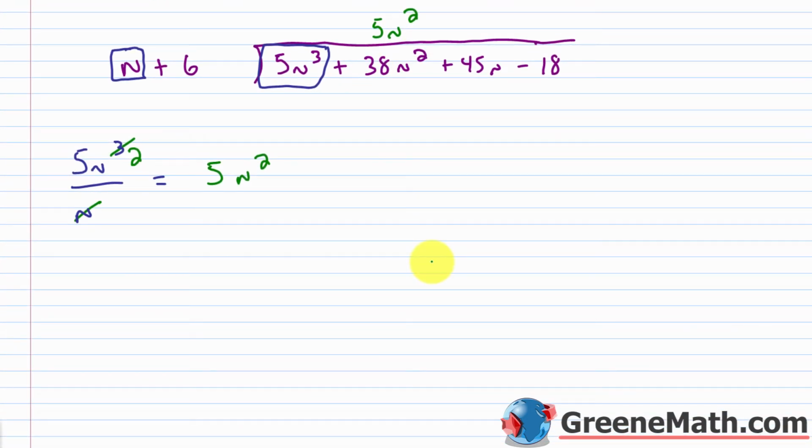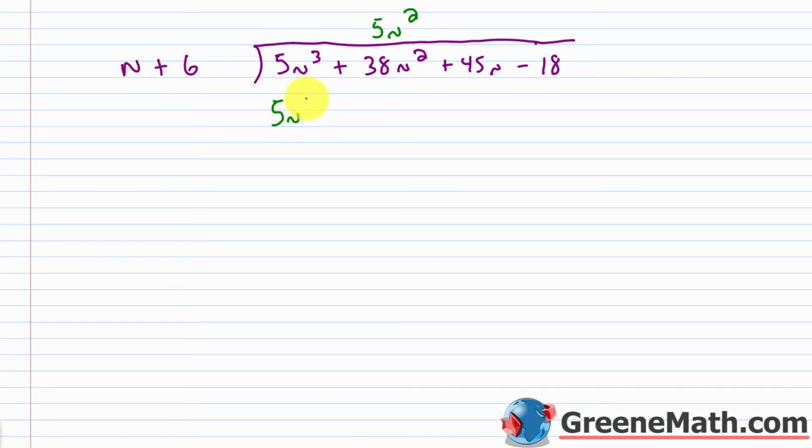Once we've done that first step, the next thing is to multiply. Now, when I multiply by everything, I multiply this result here by this whole thing here. So 5n squared times n would be 5n cubed. Then 5n squared times 6 would be 30n squared. Now, I want to subtract away, and the main mistake here is that people just put a subtraction symbol out in front, and they start subtracting. So really, I want parentheses around this.